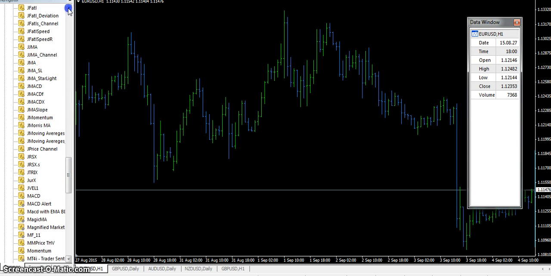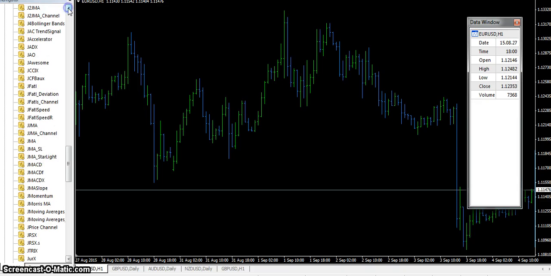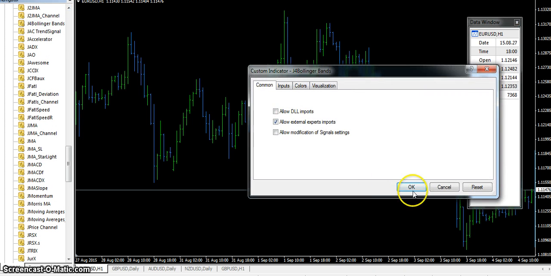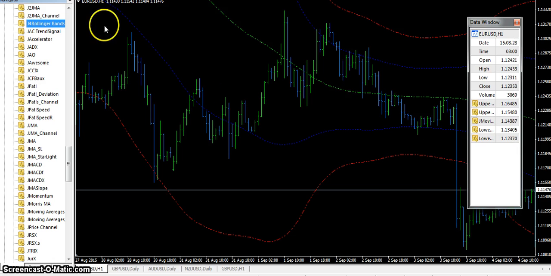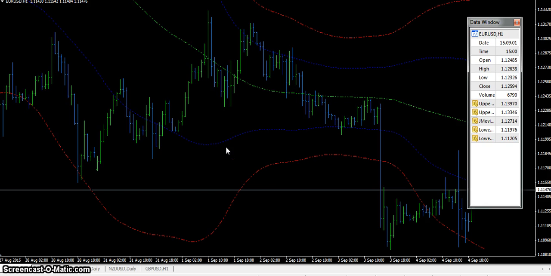Where is it gone? Yeah, J4 Bollinger Bands. So now we can see that the lines are much smoother here, but we have got two extra lines. There it was the center line, the mean, and just one upper band and lower band. Here we have one intermediate upper band, one intermediate lower band, one extreme lower band, and one extreme upper band, and of course the mean line, center line, which is in green.